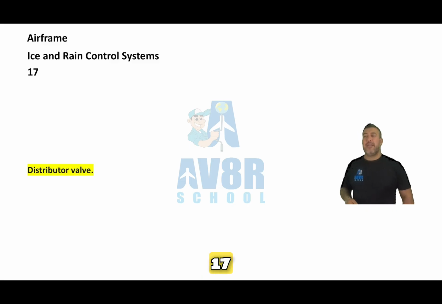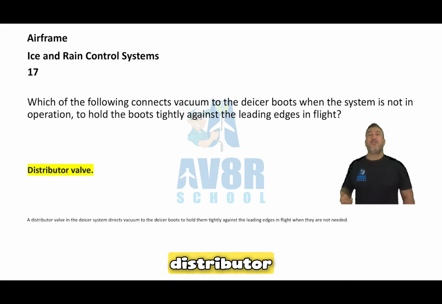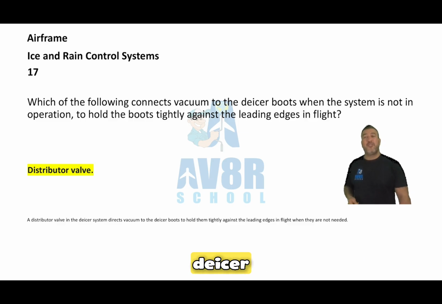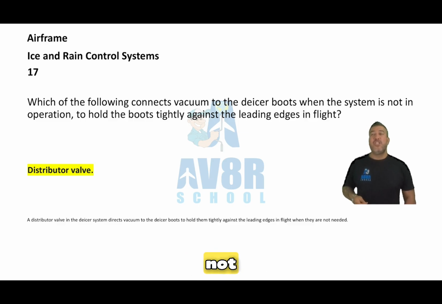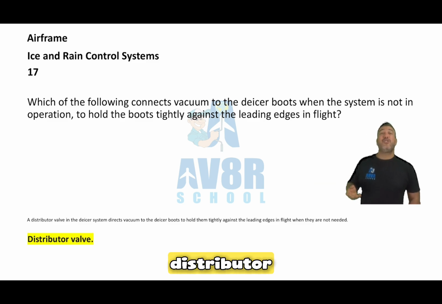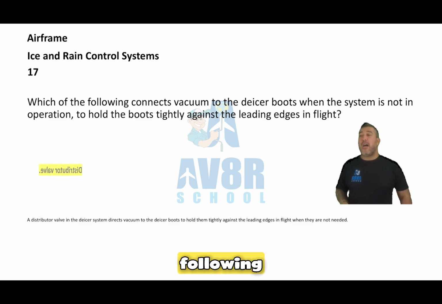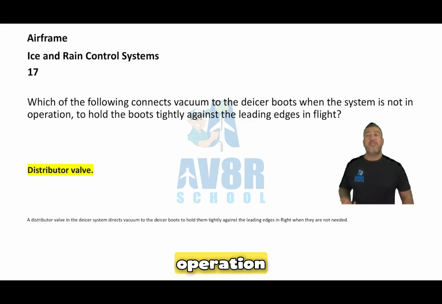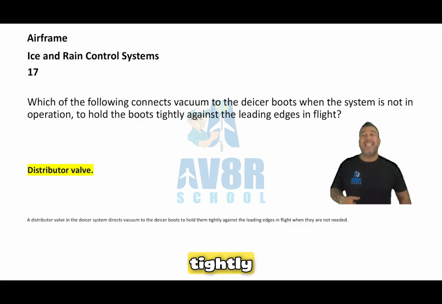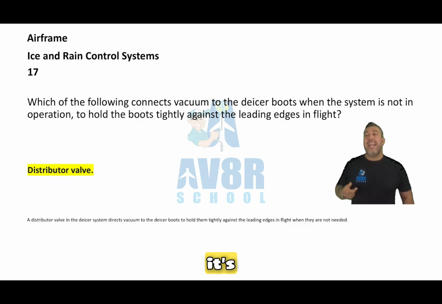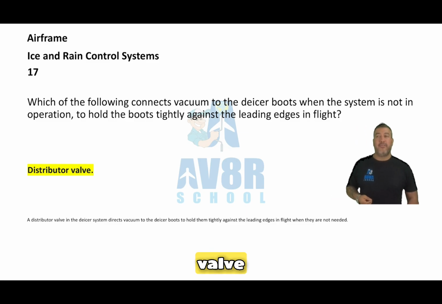Number 17, distributor valve. So which of the following connects the vacuum to the de-icer boots when the system is not in operation? To hold the boots tightly against the leading edges in flight, it's the distributor valve.